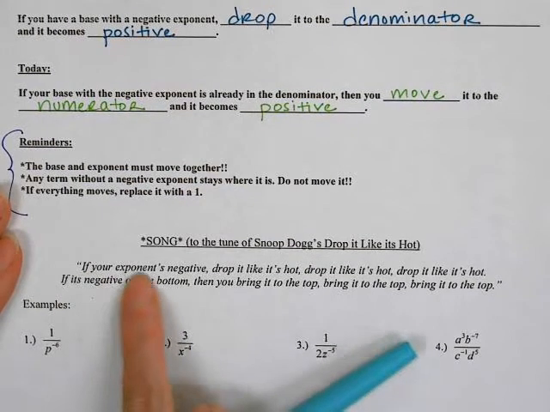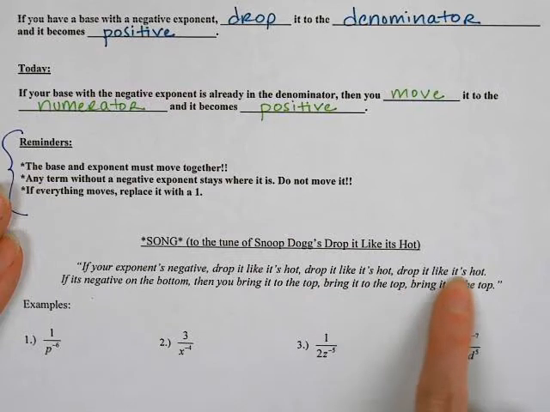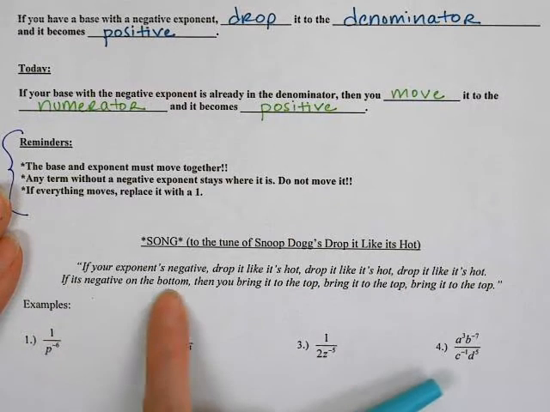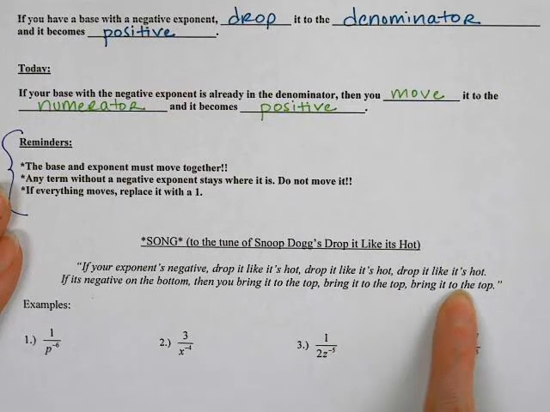If your exponent's negative, drop it like it's hot, drop it like it's hot, drop it like it's hot. If it's negative on the bottom, then you bring it to the top, bring it to the top, bring it to the top.